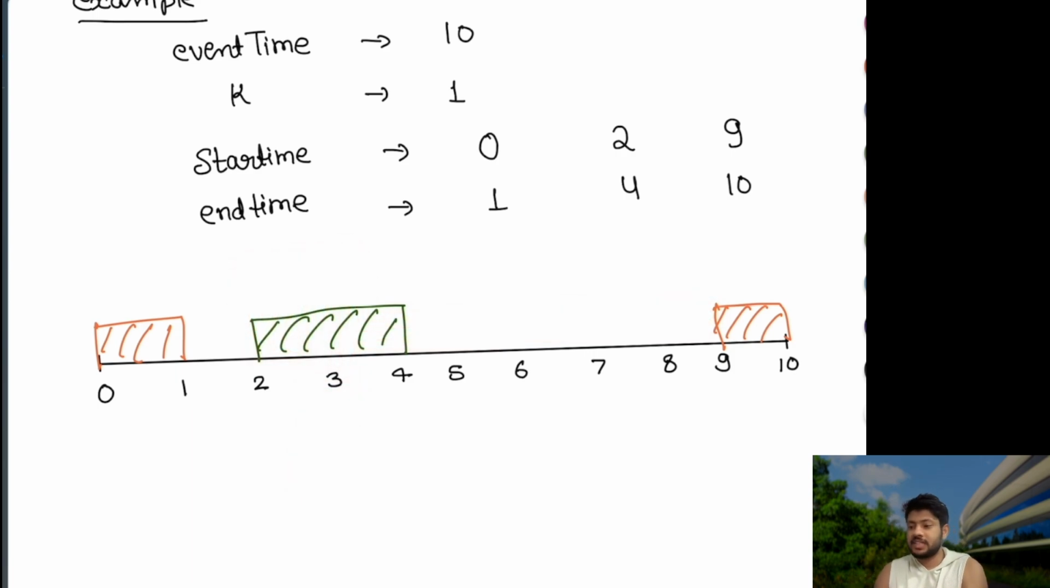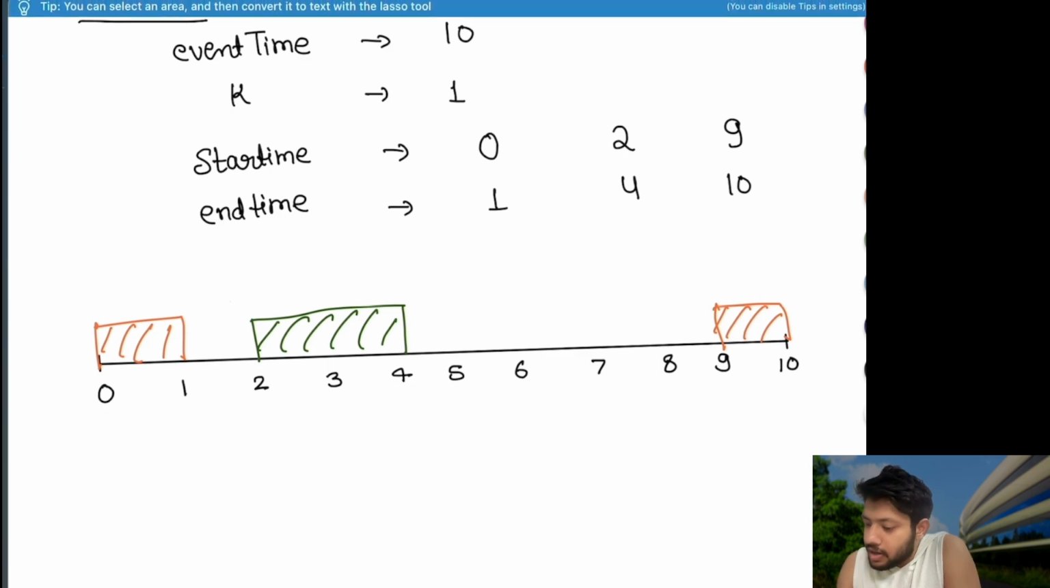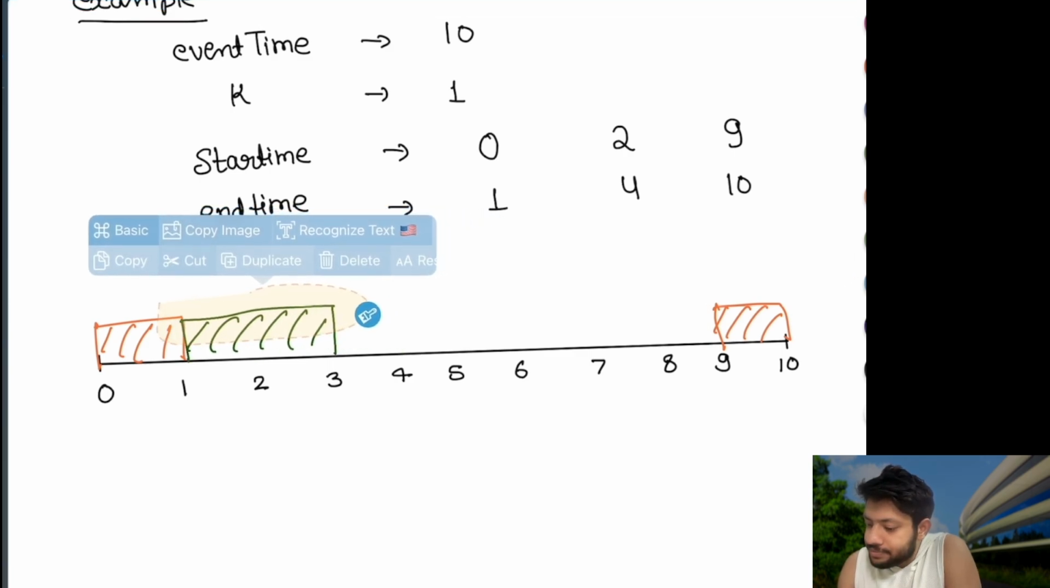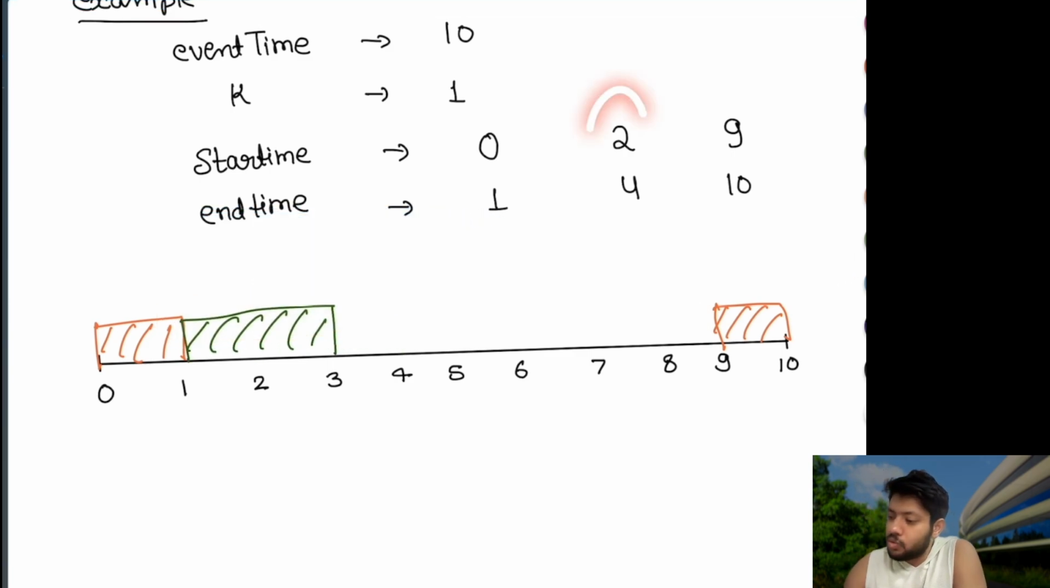Now just by looking at the picture, I can say, okay, if I can just remove this meeting from this place and move it here, that is, instead of the meeting being from 2 to 4, if it is from 1 to 3, then the gap, the free time, is now 1, 2, 3, 4, 5, 6 hours.